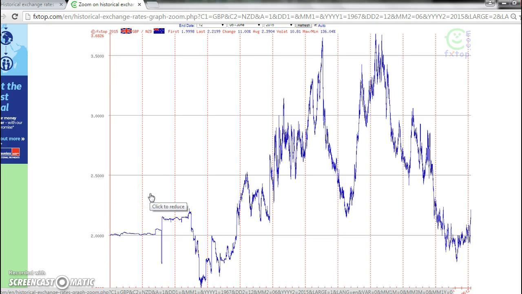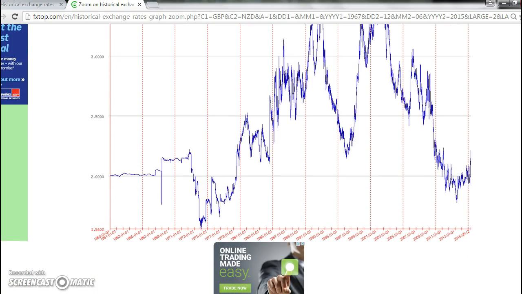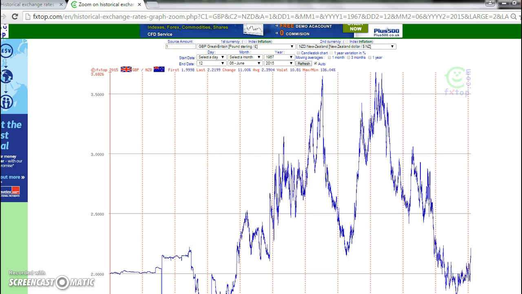I'd like to go into, finally, a bigger perspective. This is the Pound-Kiwi showing a very historic framework. We're looking at the birth of the New Zealand dollar, which was 1967. So the chart starts about here. And you can see that this is the Pound-Kiwi, so from the birth of the New Zealand dollar, which is basically the New Zealand dollar substituting the New Zealand pound. So after this pair moved higher and higher and higher, it reached these staggering levels above 3,500.